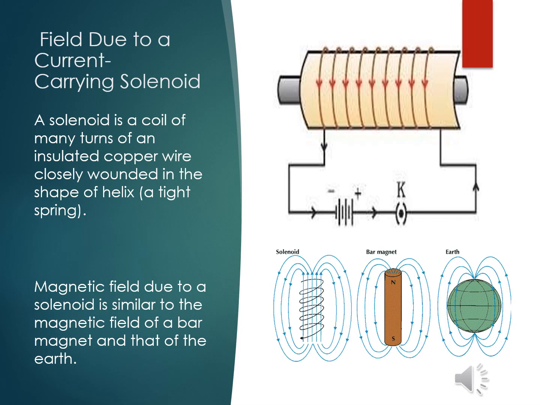A solenoid is a coil of many turns of an insulated copper wire closely wound in the shape of a helix, that is, a tight spring. When an electric current flows through a solenoid, a magnetic field is set up which is similar to the magnetic field of a bar magnet and that of the Earth.